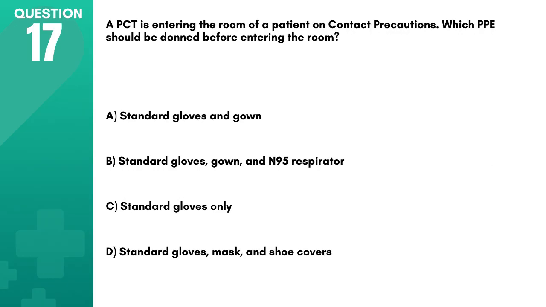Question 17. A PCT is about to enter the room of a patient on contact precautions. Which PPE should be donned before entering the room? A. Gloves and gown. B. Mask and face shield. C. Sterile gloves and gown. D. Gown, gloves, and mask.